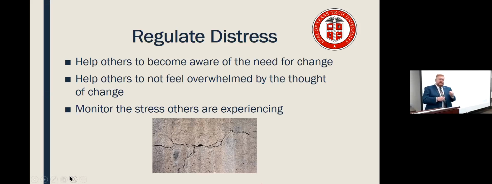Any questions about those first 3 behaviors?